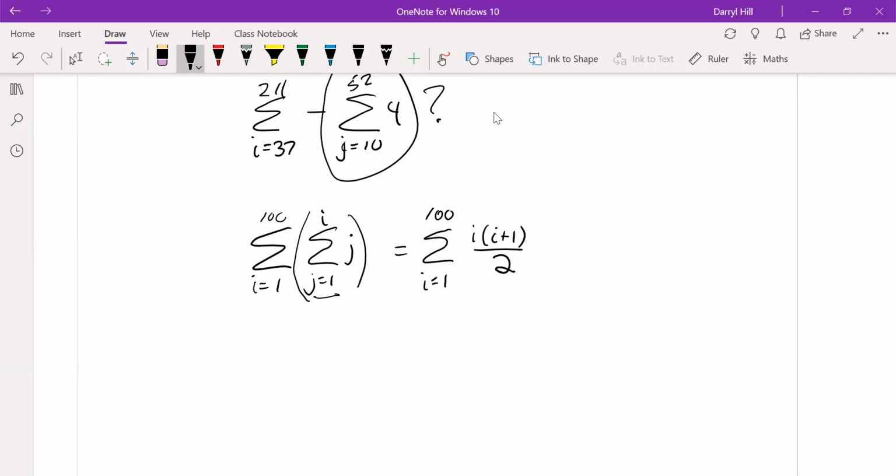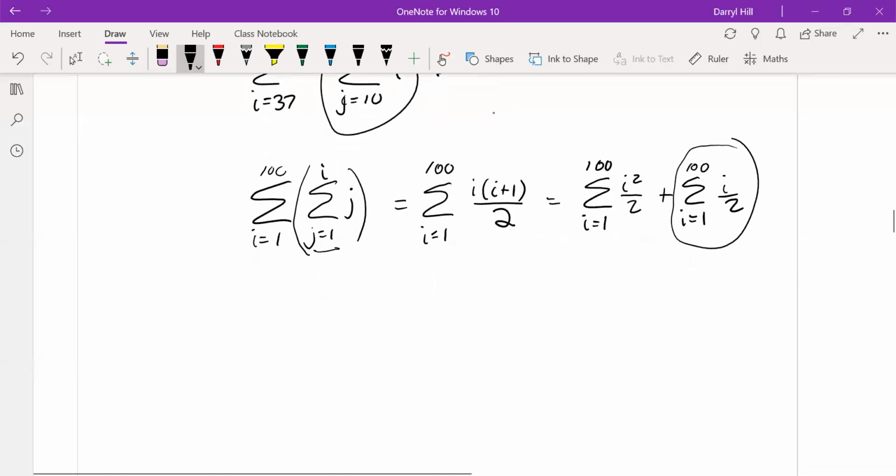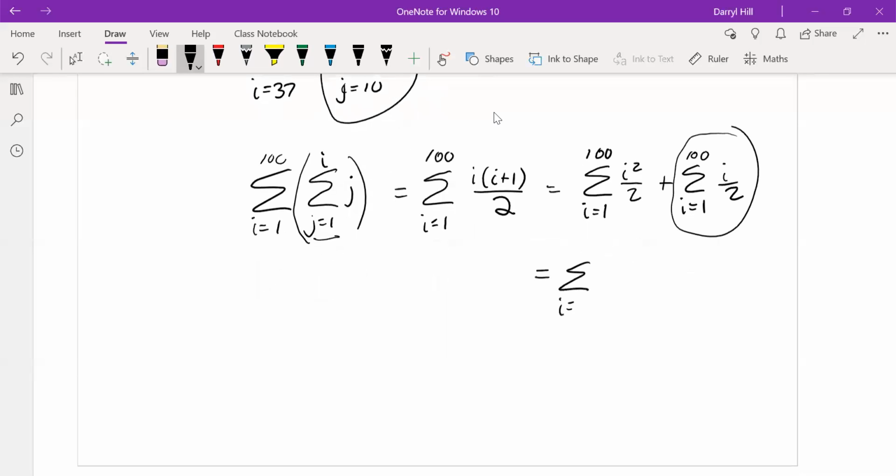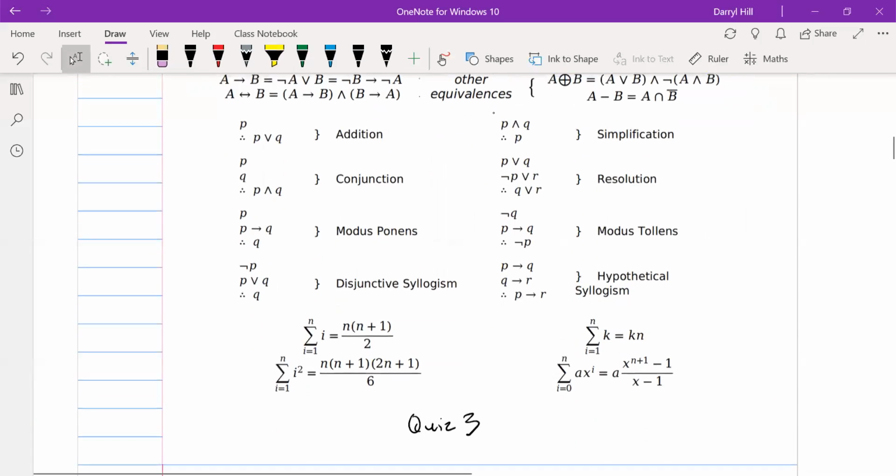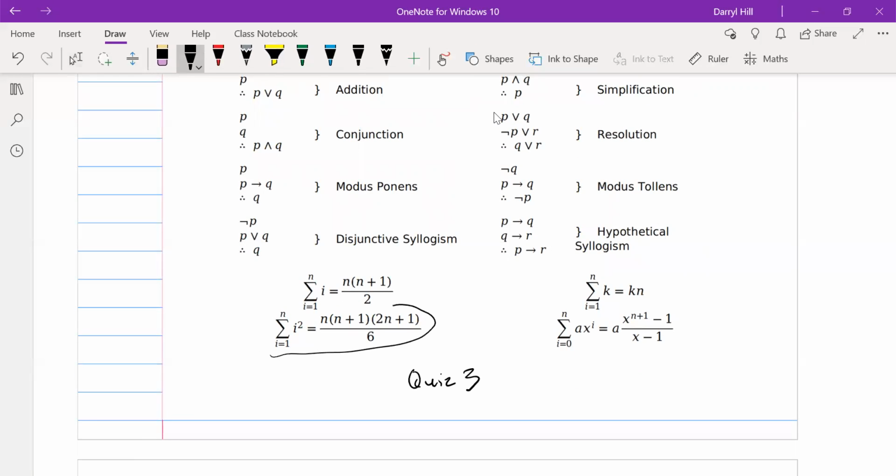And now I've got to break that down into the sum from i equals 1 to 100 of i squared over 2 plus i over 2. All right, and then this one we know, so we can take out the half, and we get i squared here plus i. We know how to do this one, and this one we can look up over here. So yeah, it's this term, this one here.